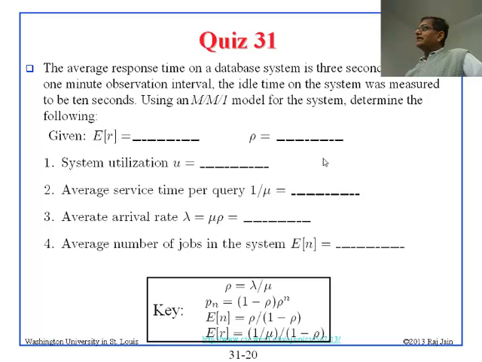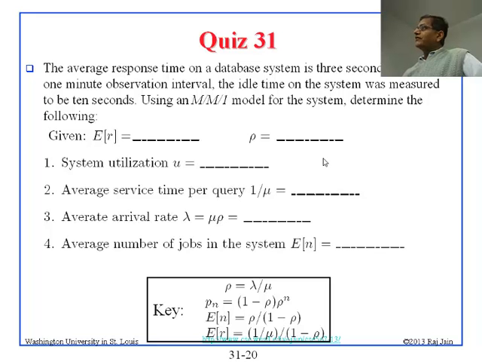So first of all, given the response time of 3 seconds, we know the formula for the response time is ER equal to 1 upon mu divided by 1 minus rho. So that is how you can figure that out. During a 1 minute observation, you observed for 60 seconds and the idle time was 10 seconds. So you can figure out what the busy time was, and therefore what the rho was. So you know ER and you know rho now. So then you can figure out mu and lambda. Once you know mu and lambda, then you can answer the next ones.